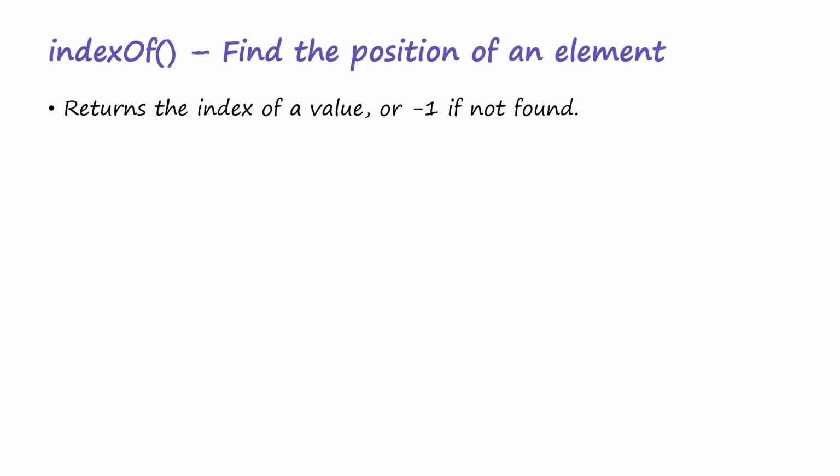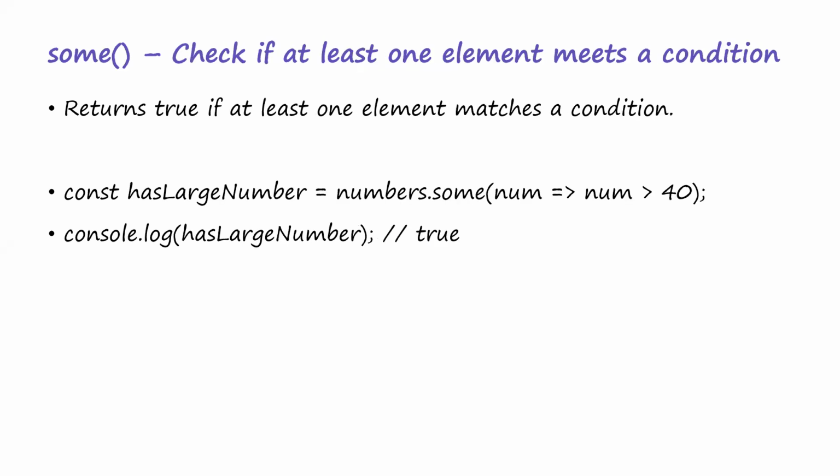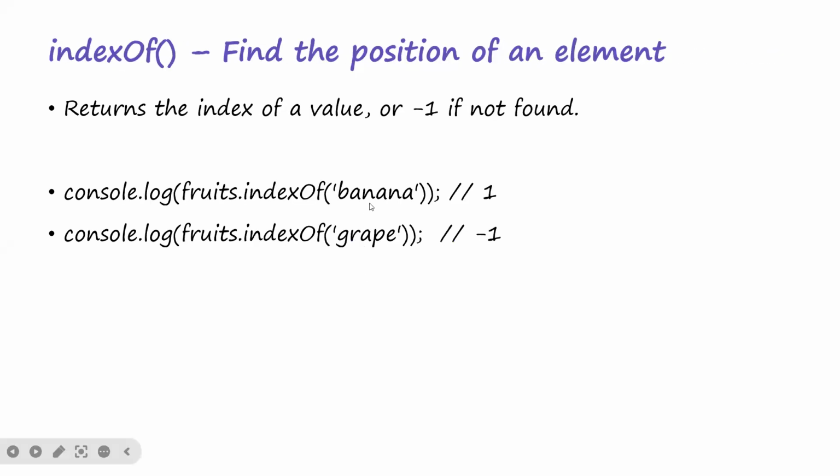Now, indexOf and includes might do almost the same thing, it's just that includes returns true or false, while indexOf will return a number, the index of that element. But if it doesn't find it, it will return -1. So look at this here. In that example we had before, we had banana in the array. So when you say indexOf banana, it will return 1. That's the index of the banana element. But grape is not found, so it will return -1.